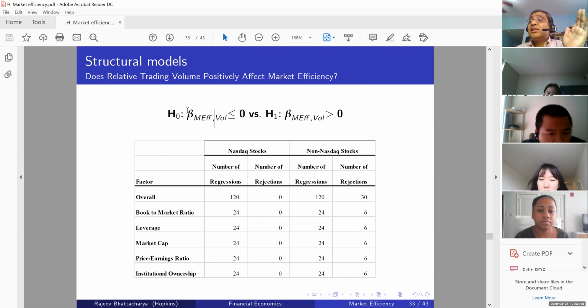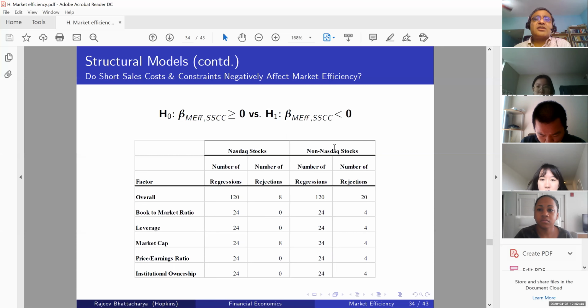That is to say that it is not accurate to say market efficiency is significantly increasing in volume. That alternate hypothesis is not supported by the data. This is a one-tailed hypothesis, which is slightly more difficult to fully understand, but that's what these results are.